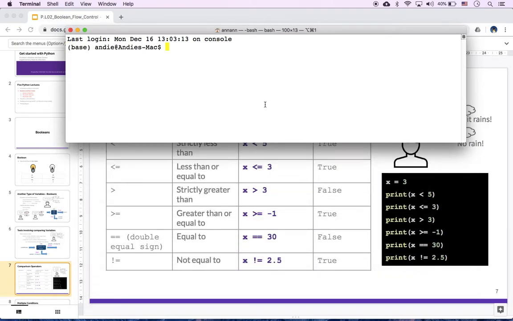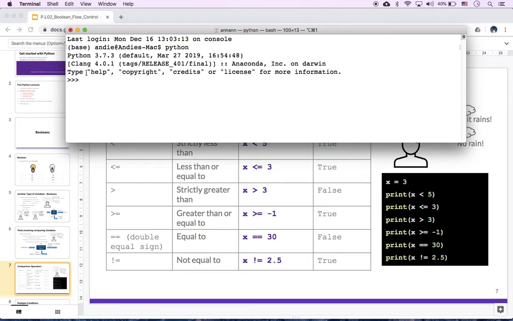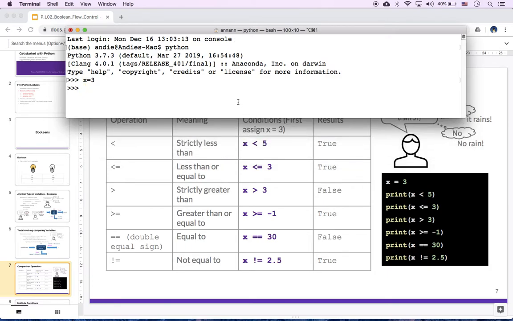So again, we type python, and then we see these 3 arrows. Okay, so we assign x to the value of 3, and then we do the comparison. Remember, we have to print it. Okay, x is smaller than 5. Okay, enter, and then we see that the result will be true because 3 is smaller than 5. Okay, and we can also try maybe this one.